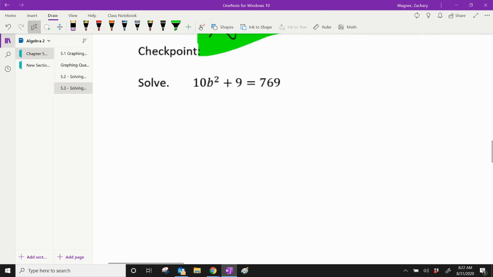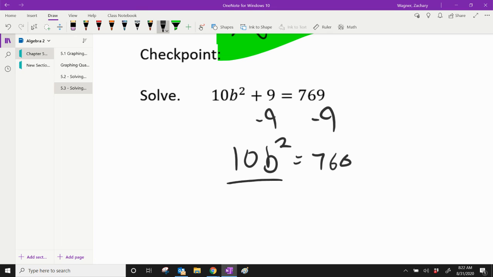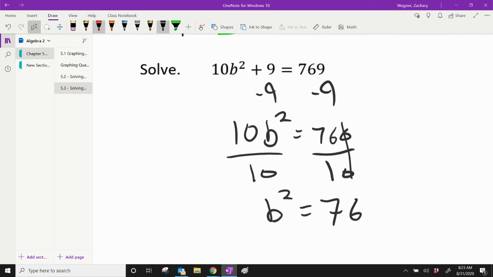All right, last one we're going to do together. 10b squared plus 9 is equal to 769. We're going to subtract 9 from both sides. 10b squared equals 760. This is why we use the decimal system, because dividing by 10 is really easy. Just cancel out that 0. b squared equals 76. So when you square root both sides, b is equal to the plus or minus version of root 76.